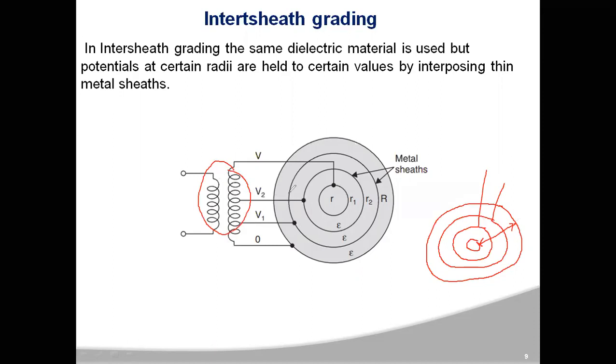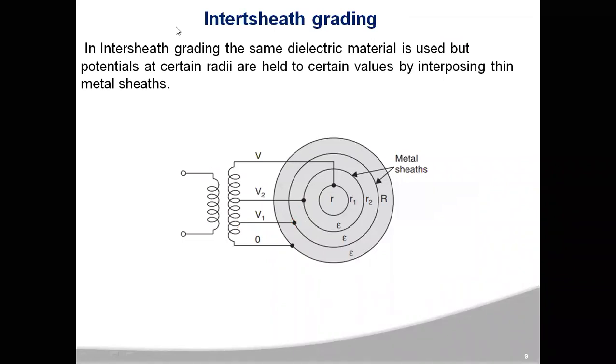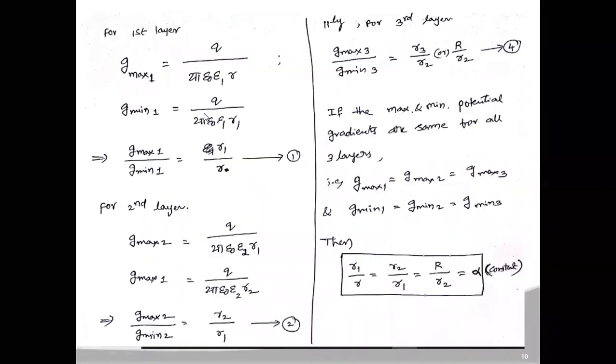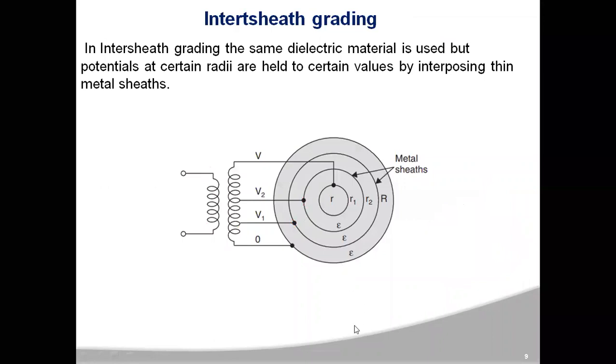So let us assume V1, V2 will be the voltages at your intersheaths, sorry, intersheaths, not layers. In the first intersheath the voltage is V2, and the second is represented with V1. This is how the intersheaths will be done. Now here also, if you consider one layer, that means an insulating material between your conductor and first intersheath, then here you are having maximum stress, and here you are having minimum stress.